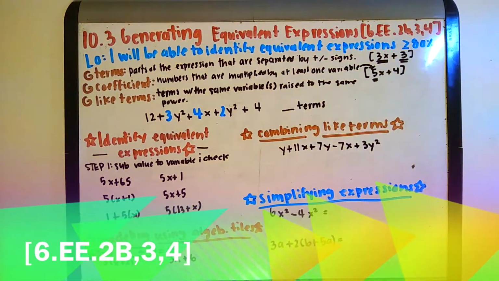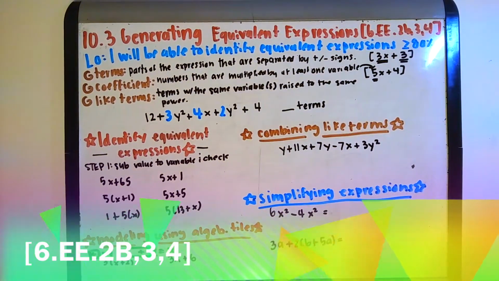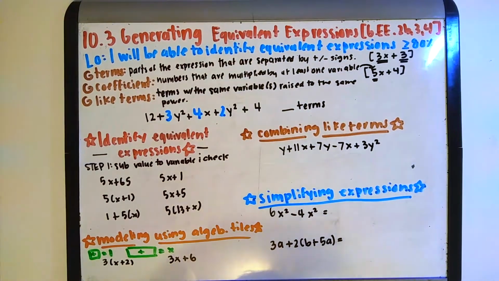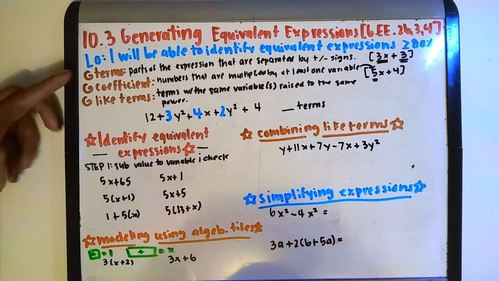Okay, so this is 10.3. We're going to be able to create equivalent expressions. So that's your standard objective, to be able to identify equivalent expressions with at least 80% accuracy given your practice. Independent vocabulary. So the first one is terms.